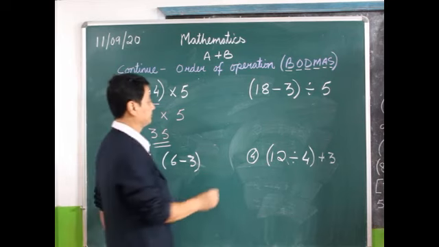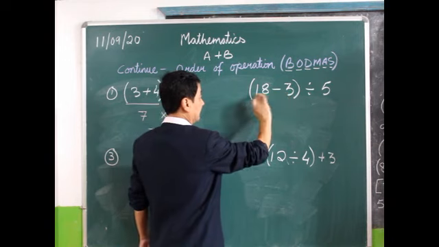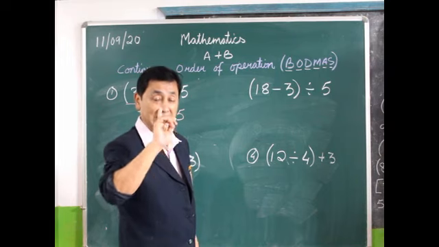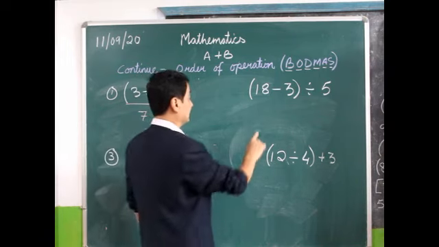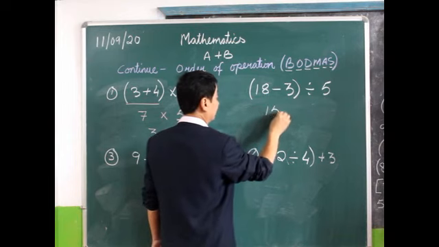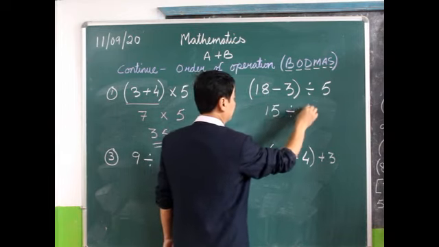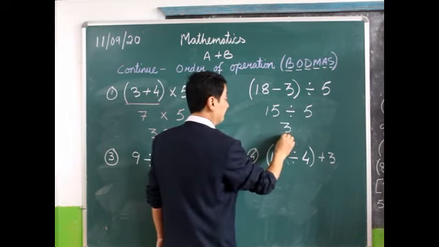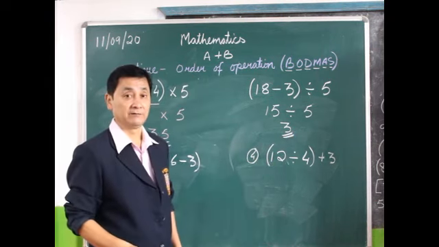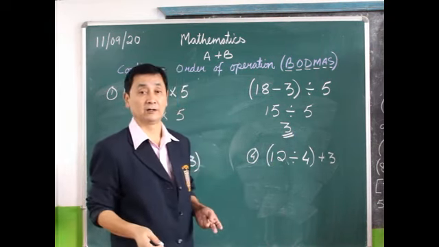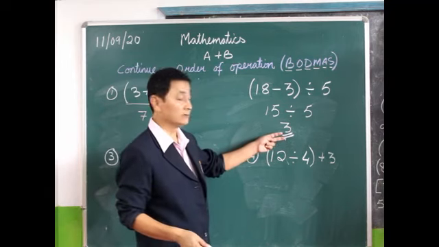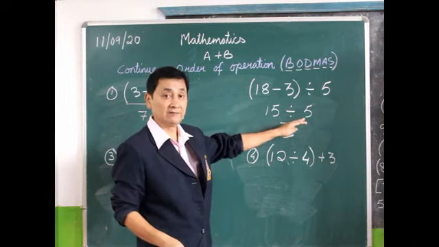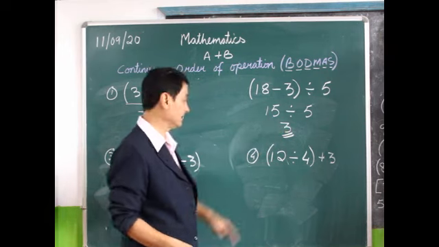Let's do the next one. Brackets, when we subtract these two, we get one single digit. So as we get one single digit, we open the brackets. 18 minus 3, 15. So we have opened the bracket, divided by 5. 5 goes into 15 how many times? 5 3s are 15, and finished. We don't have to write the reciprocal and then do it. Because 5 divides 15 fully, we know 5 goes into 15 3 times, and the answer is 3.